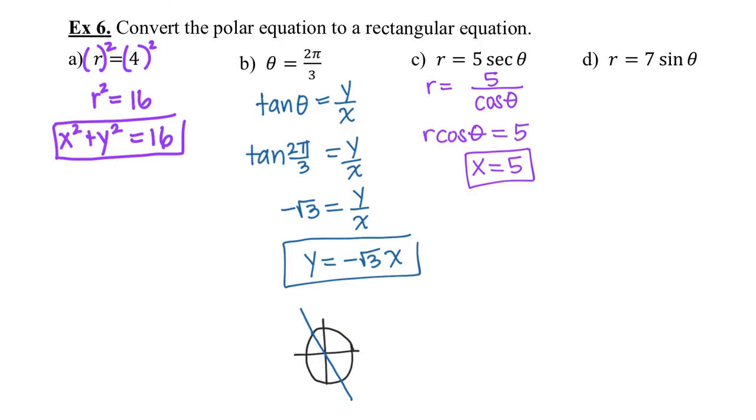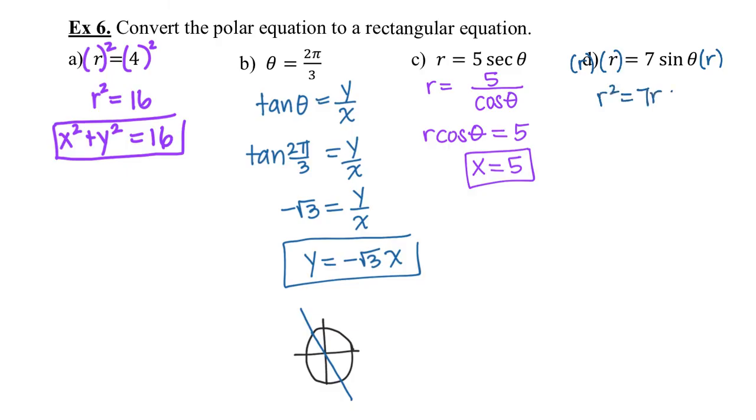Okay, the last one, let's see. It says r equals 7 sine theta. If this said r sine theta, that would be great, but I don't see how I can move the r so it's multiplied. It would end up being divided. Because of that, I'm going to try to create an r squared on the left side, because at least I can do something with that. Now, I'm going to create the r squared by multiplying by r. I'm going to show you why.